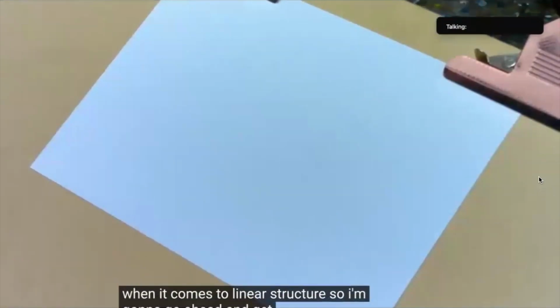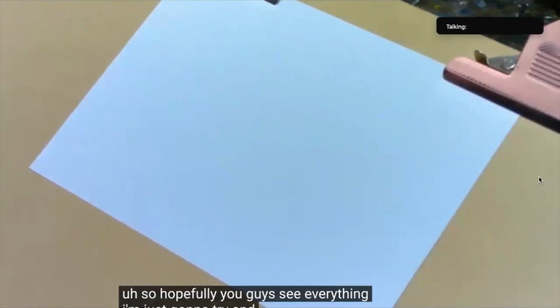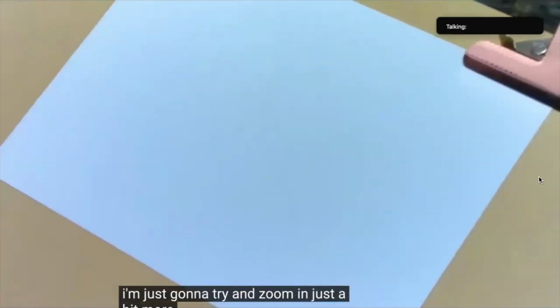So I'm going to go ahead and get quiet and I'm just going to record my process. I may do a voiceover, but I will see when I get into the editing process. So hopefully you guys see everything. I'm just going to try and zoom in just a bit more, that way you can see, and we're going to get started.